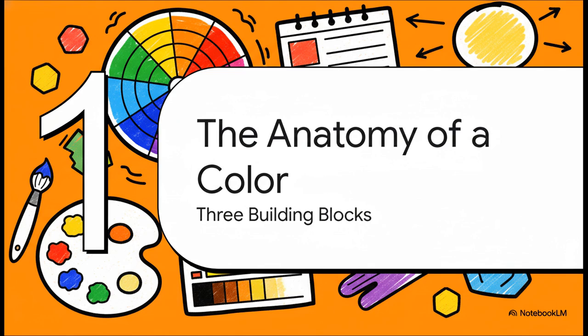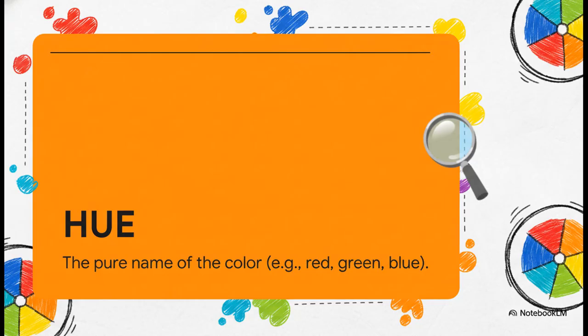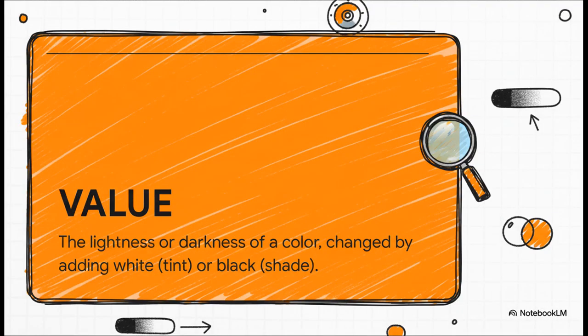To really get this, you've got to know that every single color you've ever seen can be broken down into just three basic building blocks. The first, and honestly the easiest one, is hue. Hue is literally just the name of the color. When you say red, green, or blue, you're talking about its hue. It's the pure basic color itself. Simple, right?